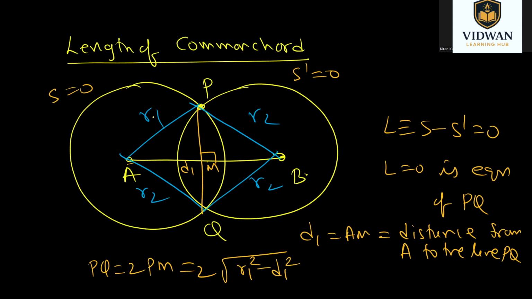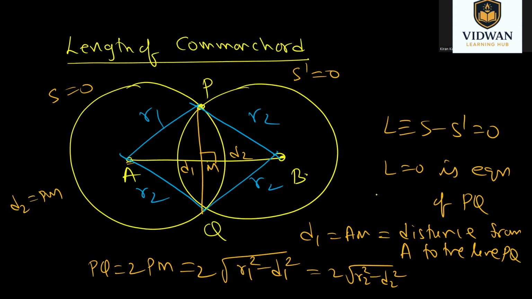So R1 will be known because you know the circle. And L is known because you subtracted the equations and got the line. So if you know that line, you can find the distance from the center to that line, that will give D1. And if you want from the other one, that would be D2. In case you want to use the other circle, you can also write 2 root of R2 square minus D2 square, that would also be fine, where D2 is BM here. You can use this method to find the length of the common chord.